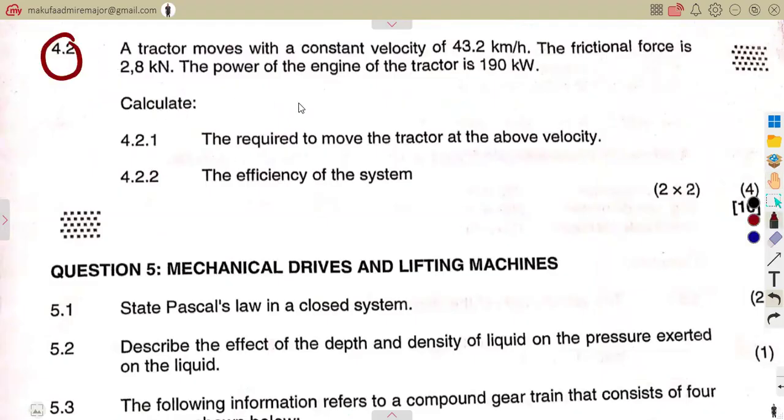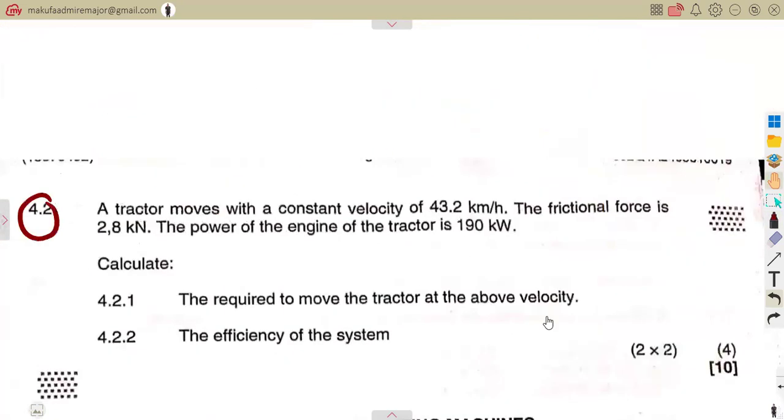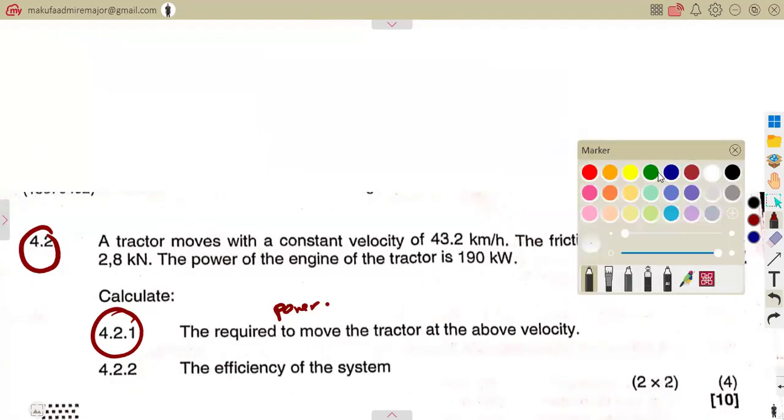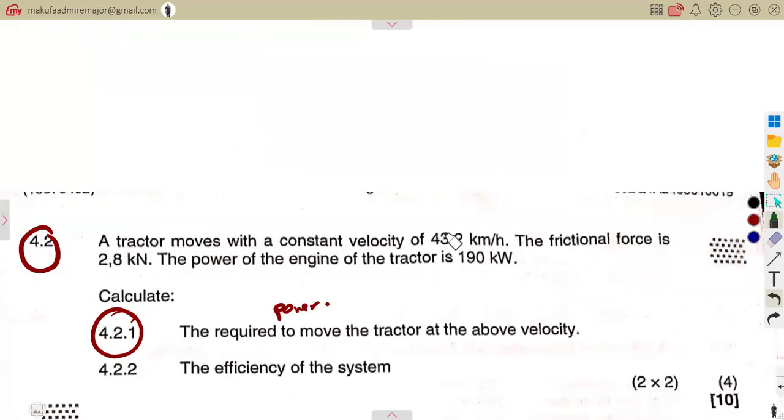4.2, a tractor moves at a constant velocity of 42.2 kilometers per hour. The frictional force is given, and also you've got the power. So we've got the velocity, and you're asked to calculate the required power to move. The required power there. Okay, so let's just see our information. We have got the velocity.